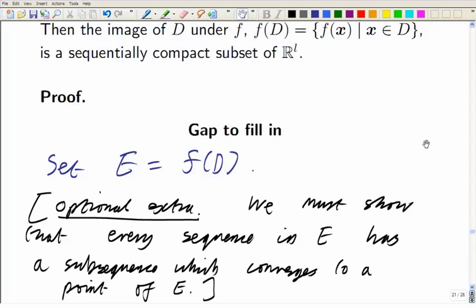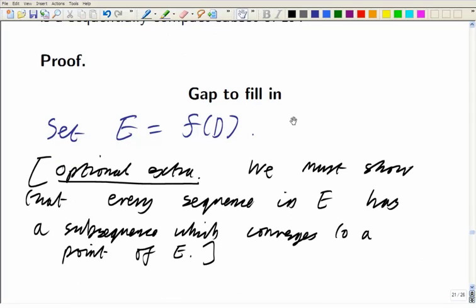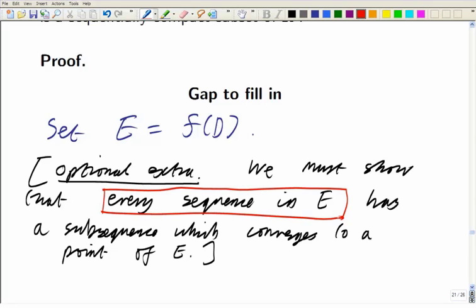But what almost nobody did, which should be almost automatic, is if you want to prove that every sequence in E does something, you should start with, let's take a sequence in E. Or suppose you have a sequence in E. So let me put a big ring around the fact we're trying to prove something about every sequence in E means that you should start the proof with, suppose you have a sequence in E. Should be almost automatic by now.